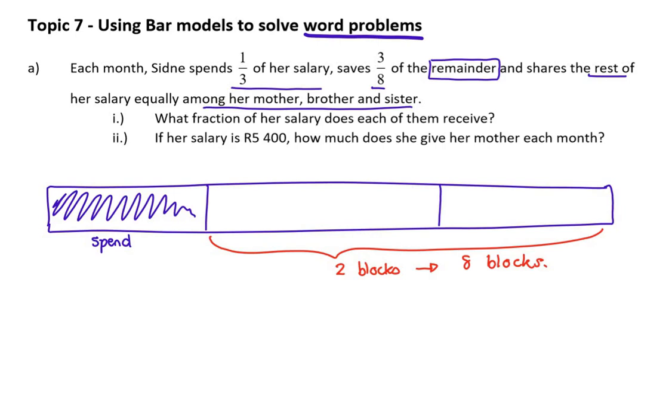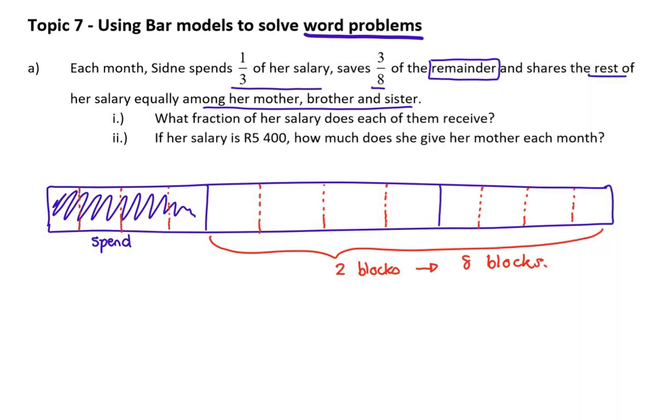So in order to make this 8 blocks, I'm going to divide this block into 4, which you're absolutely allowed to do as long as you divide everything into 4. So 1, 2, 3, 4. Why? Because I now have 8 blocks. But remember what I've said, if I've divided those 2 parts into 4, I must divide this first part into 4. So you'll notice now that there's actually 12 blocks.